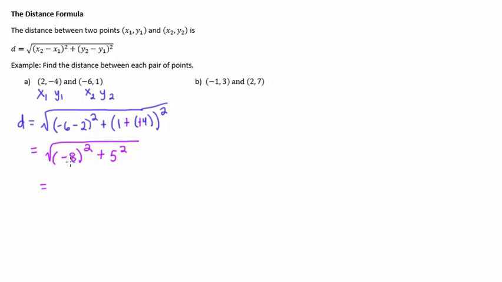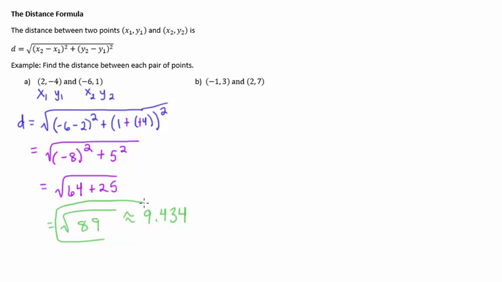So we would do -8 squared, which is 64, plus 5 squared, which is 25. And that gives us the square root of 89, which is approximately 9.434 if we're rounding to 3 decimal places, which is a good number to round to. Now your teacher may want you to leave it as square root of 89, or they may want you to type it in and find the decimal like that. You just have to ask them.